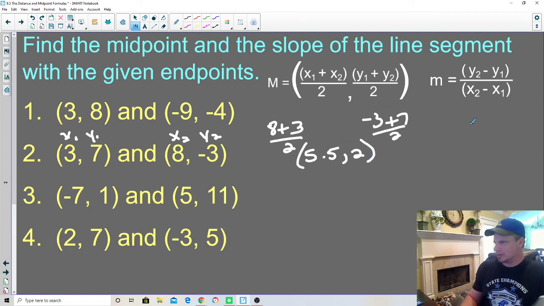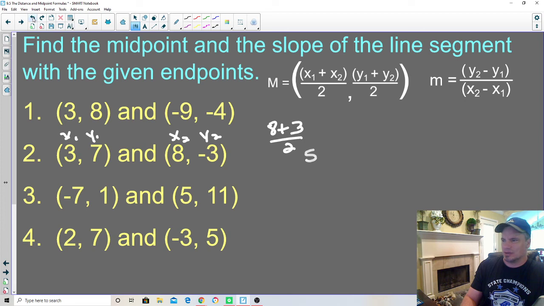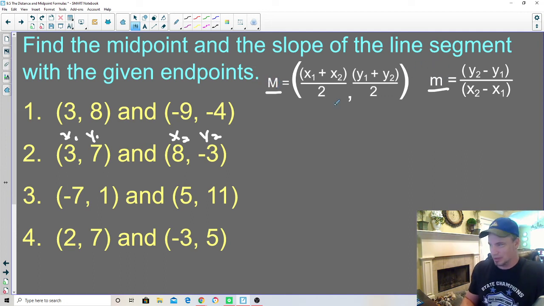Okay, for slope, negative 3 minus 7, and it's 8 minus 3 on the bottom. That's going to be a negative 10 over 5. That is a negative 2. Negative 2 for the slope. Okay, let me go back here. Another thing to notice about the two, notice midpoint is a capital M, slope is little m. Okay, we couldn't use little m for midpoint, so we had to use capital M, and little m was already taken. Okay, so capital M midpoint, little m slope.